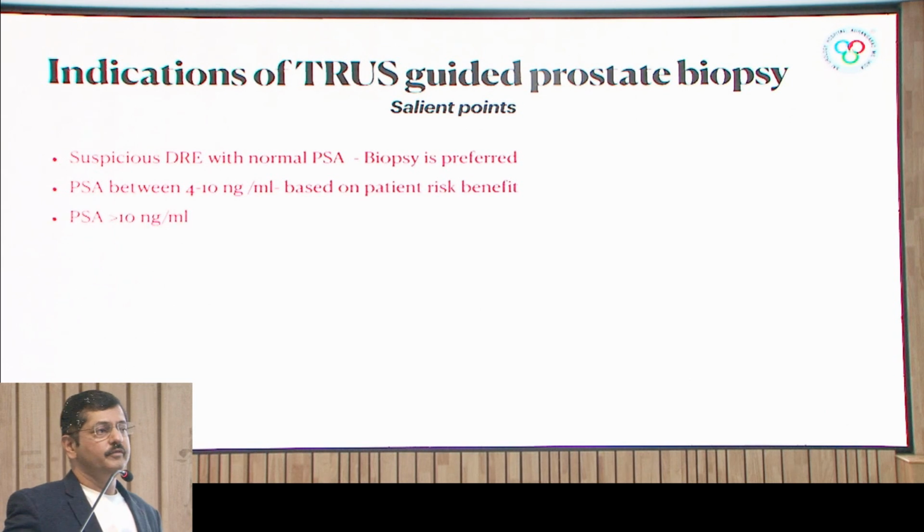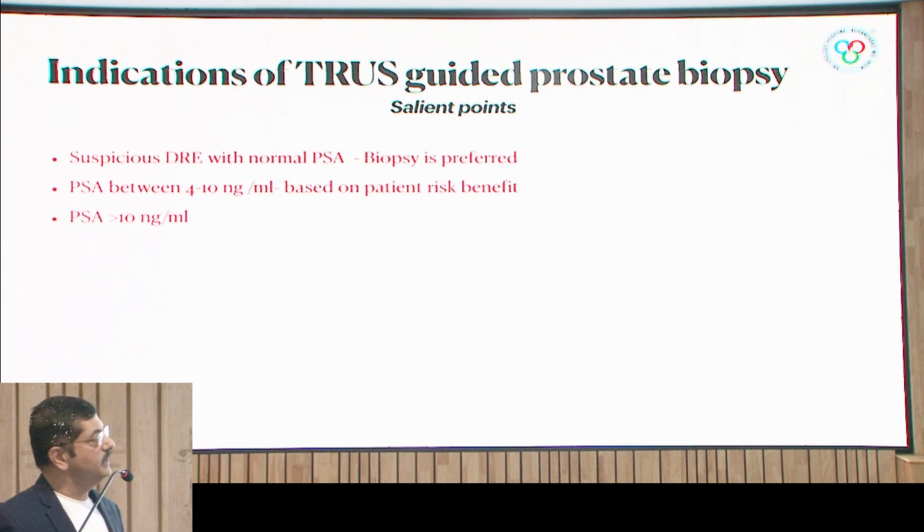Biopsy, as you all know, we do for PSA more than 10 nanogram per ml. If it is between 4 to 10, we decide upon certain other factors, but you need not know that because we are going to refer the patients to you. But the first sentence is most important. Suspicious DRE with normal PSA. That is the most important indication.